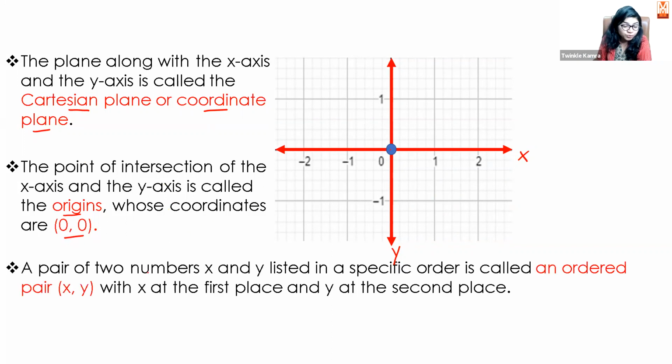A pair of two numbers x and y listed in a specific order is written as (x, y). We have to plot exactly this, where x is at the first place and y at the second place. For example, I take this point. How do I reach this point? This is (x, y), and let's say its position is (2, 1). Its distance from the x-axis is 1, and this is 1 and this is 2.